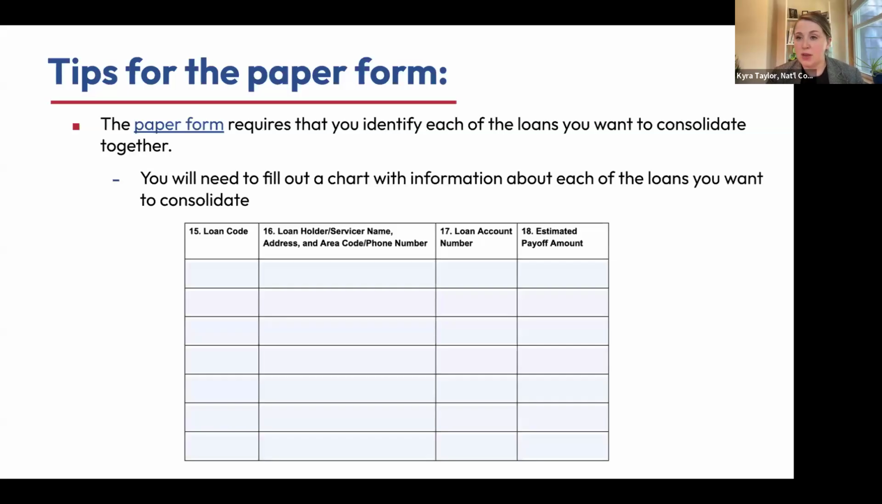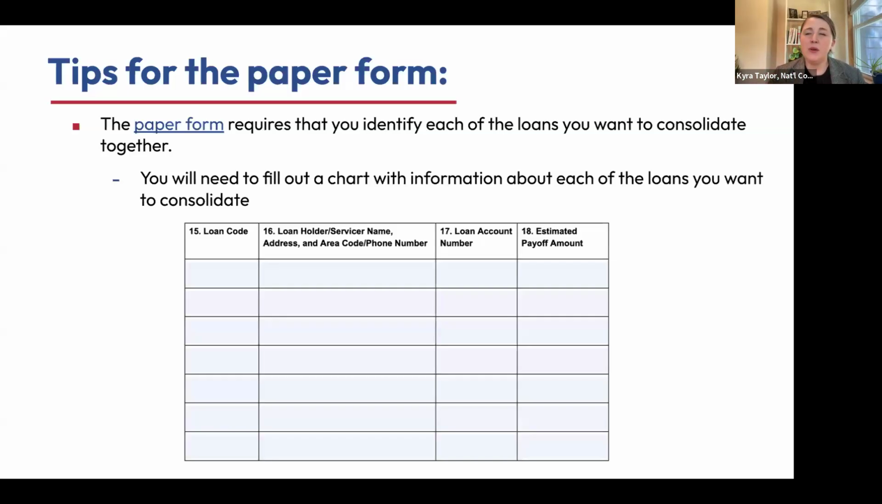The Department of Education makes clear that you have to identify the servicer name and the state where they are located, plus their phone number. It says loan account number. Don't worry about that if you don't have it. You can find it on your servicer's website. It might also show it on your monthly bill.